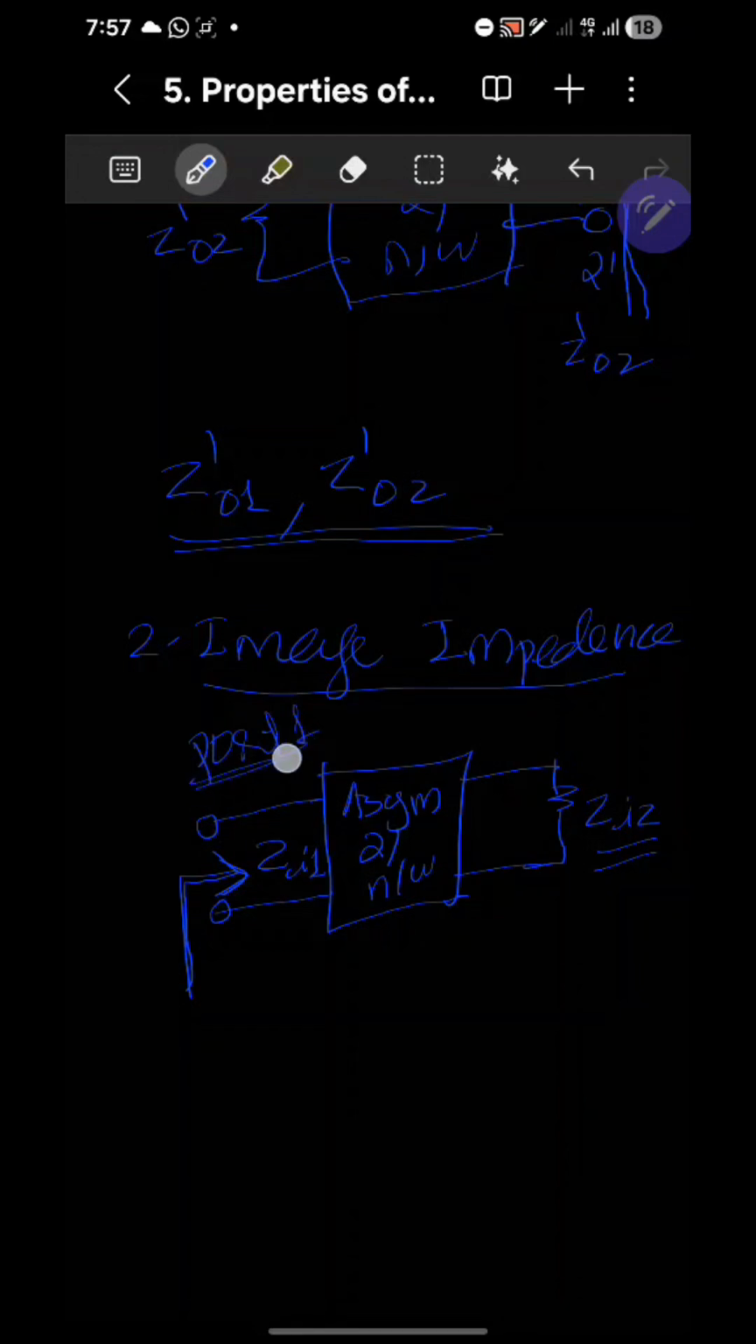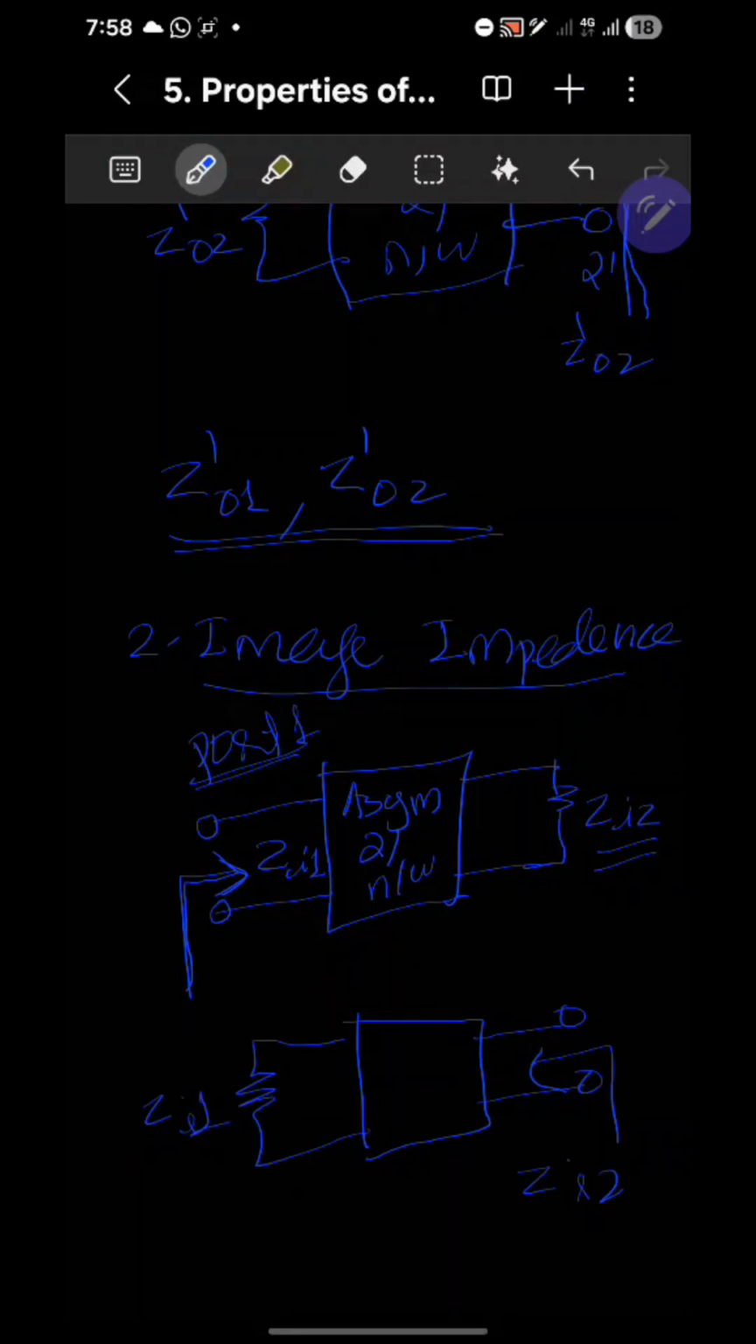Similar to iterative impedance, image impedance also depends on the port. That means for a particular port, there will be an image impedance. For example, for port 1, the image impedance is Zi1 if we connect the image impedance of the output port at the output. Similarly, the same is applicable for the output port as well.